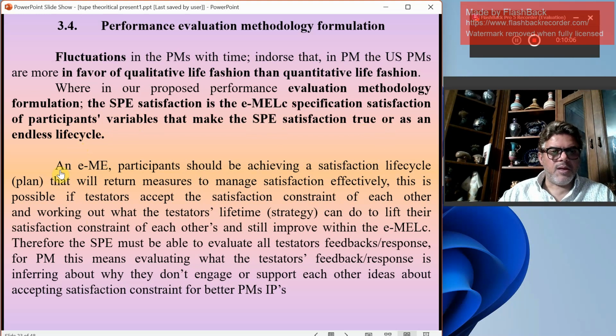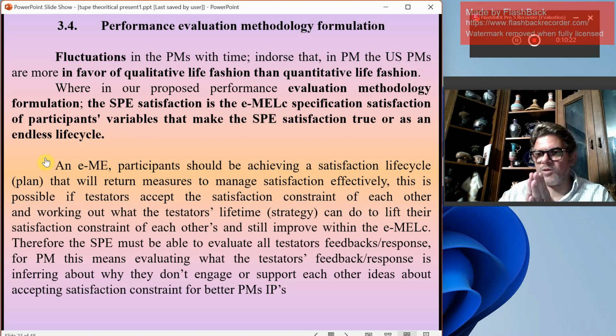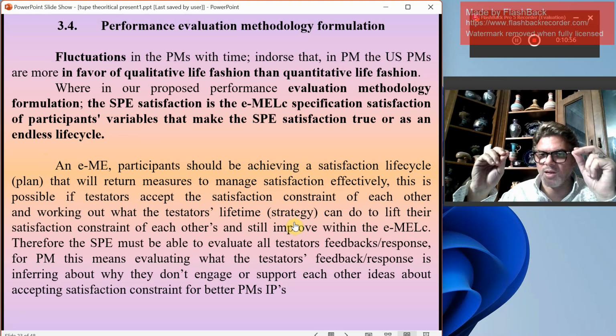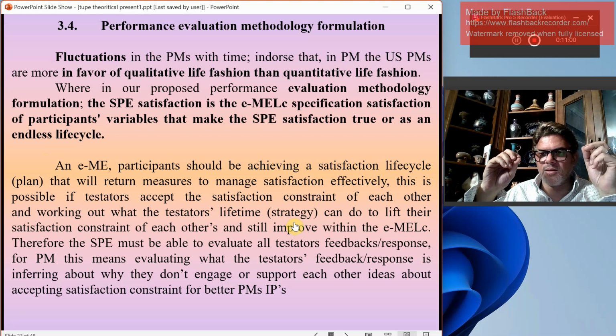Let's read this part. In an e-marketing environment, participants should be achieving a satisfaction life cycle. So the participants are in the satisfaction life cycle plan. There is a plan and there is a strategy. What's the difference? You plan first and then you have a strategy. A plan is quantitative, if I may say so, quantitative satisfaction. But the strategy is how I approach each lifetime, so it will be for the whole life cycle. So you can say that the plan is intelligent, but the strategy is intelligence.